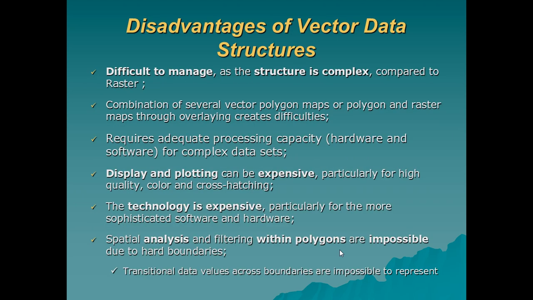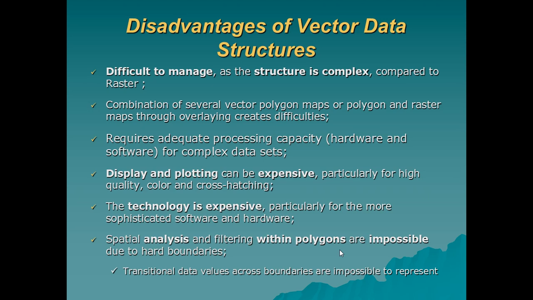But it's not perfect. It has some disadvantages. What are the disadvantages? For example, it's difficult to manage because the data structure is complex. Remember when we looked at the two of them side by side in a previous slide? The raster data structure is essentially numeric, is very well organized, and it's simple, whereas the vector data structure is much more complex, and you have to understand what you're reading in order to interpret.